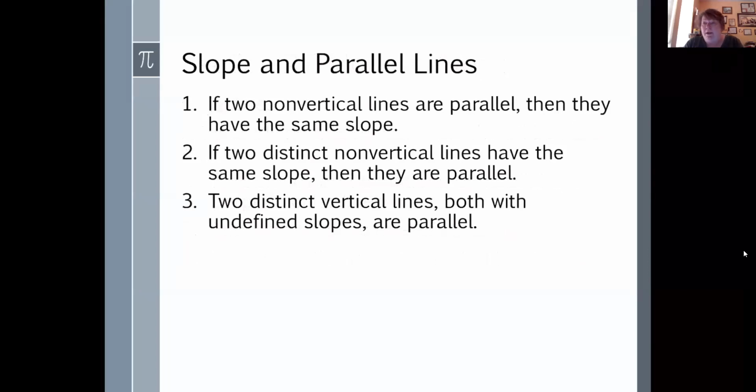First, let's look at slope and parallel lines. If two non-vertical lines are parallel, then they have the same slope. And what do we mean by parallel? Parallel means that the two lines are the same distance away from each other for every point on the line. If two distinct non-vertical lines have the same slope, then they are parallel. Two distinct vertical lines, both with undefined slopes, are parallel.